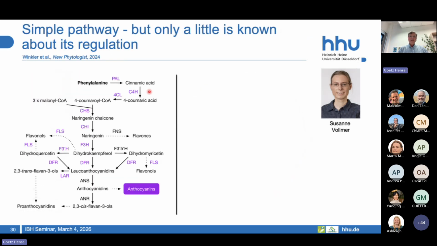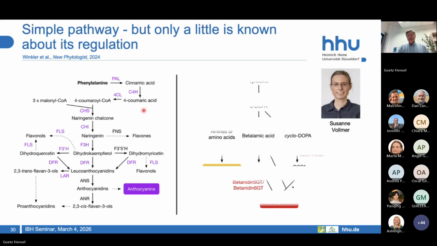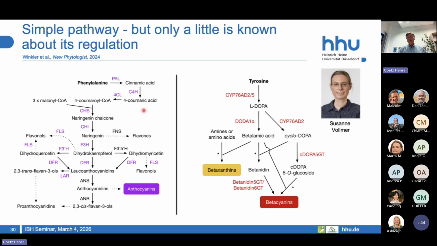So, as I say, the anthocyanin pathway is quite complex. It involves many different enzymes, but the regulation is meanwhile quite well understood. If you look at the betalain pathway, indicated here, there are more or less just 3 enzymes which convert tyrosine, which is present in all eukaryotic cells, into either yellow beta-xanthines or red beta-cyanins. So only 3 enzymes are necessary, but the regulation is still unknown.